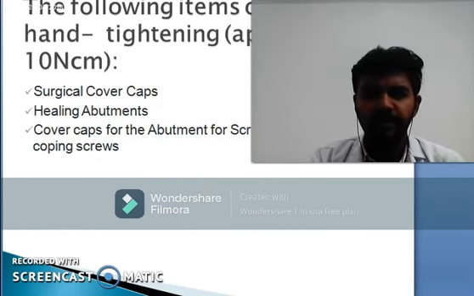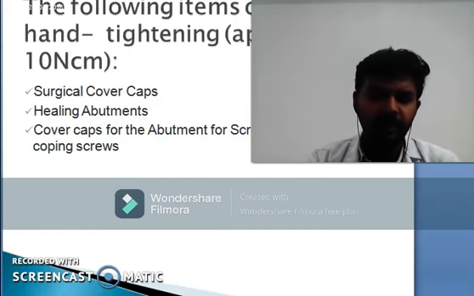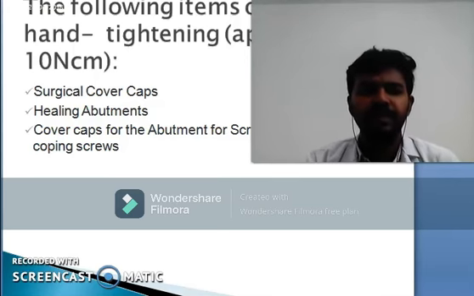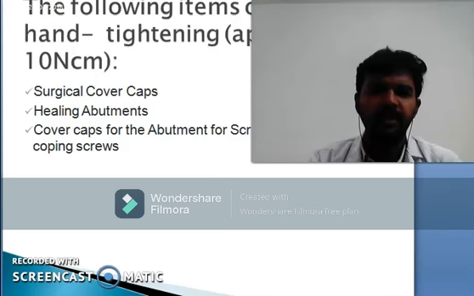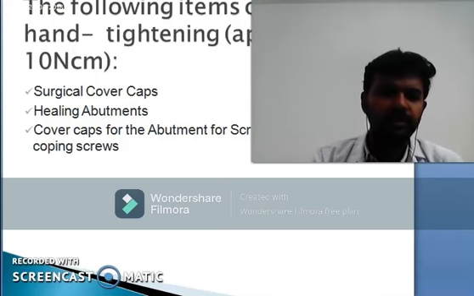The following items require hand tightening, which is approximately 10 Newton centimeters: surgical cover caps, healing abutments, cover caps for the abutment screw, and all impression connecting screws.